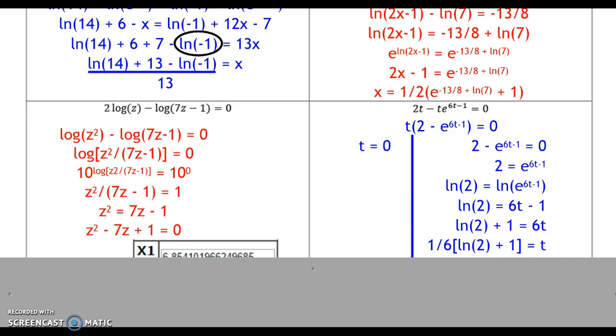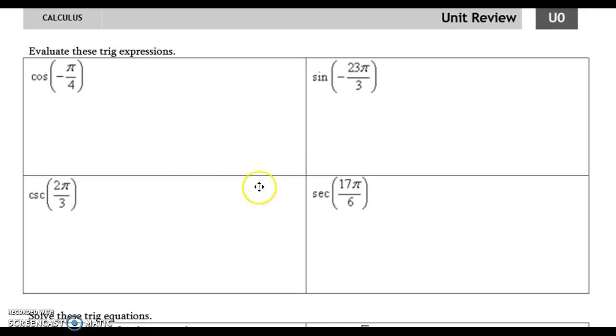Take a look at the next slide. On this next slide, using the unit circle, try to evaluate these trig expressions. Pause the video, and come back to it.